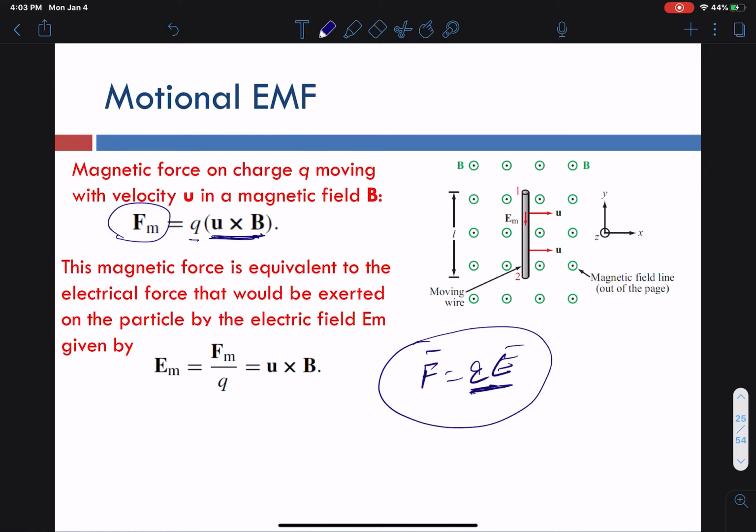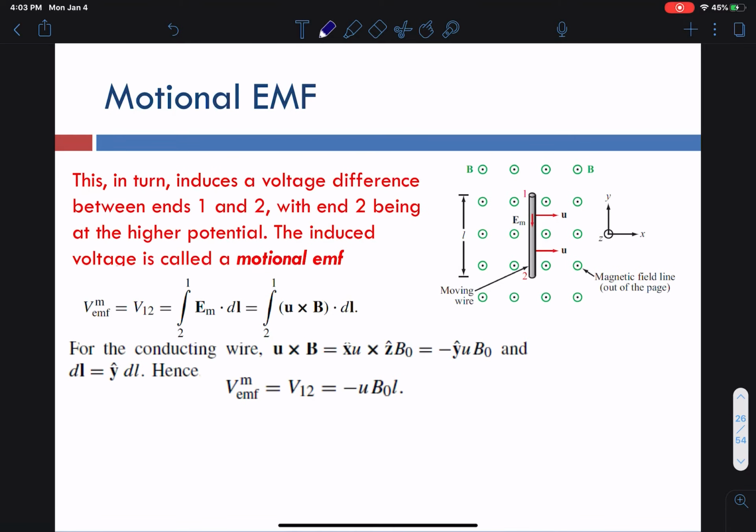So then if that equation is modified, the electric field is Fm over Q, which means it is U cross B. Now you know that if you integrate electric field over a distance, you get the voltage. So if you integrate EM over a distance with a dot product, you get the voltage. That means you're integrating U cross B dot DL. DL is the distance, right?